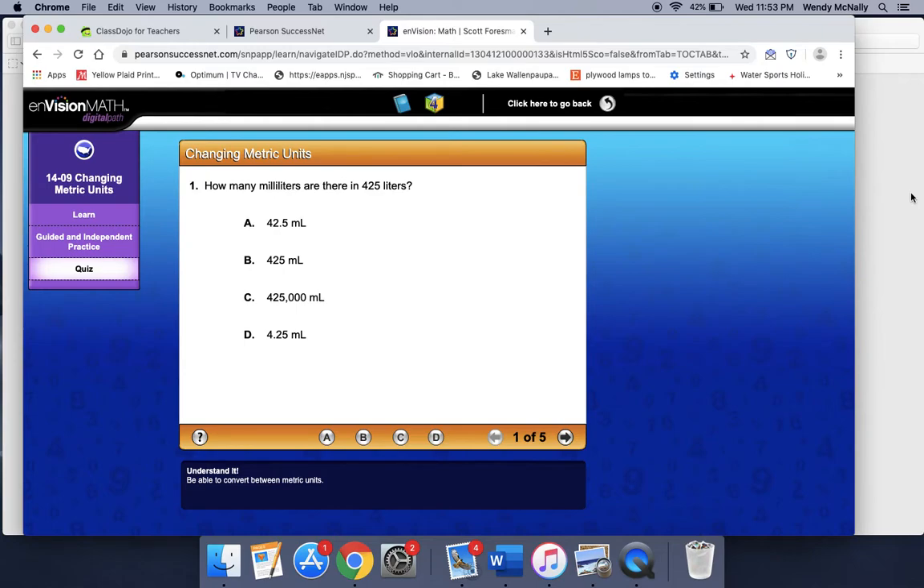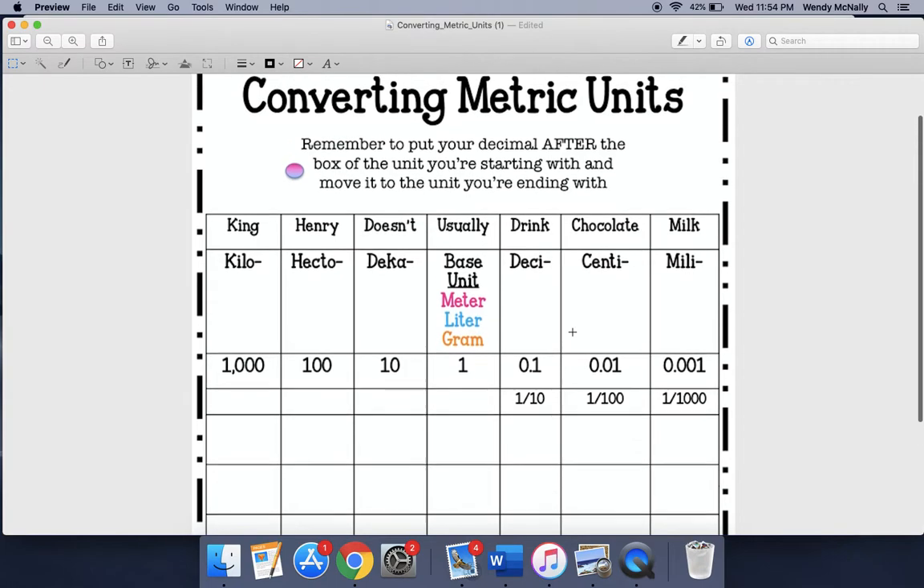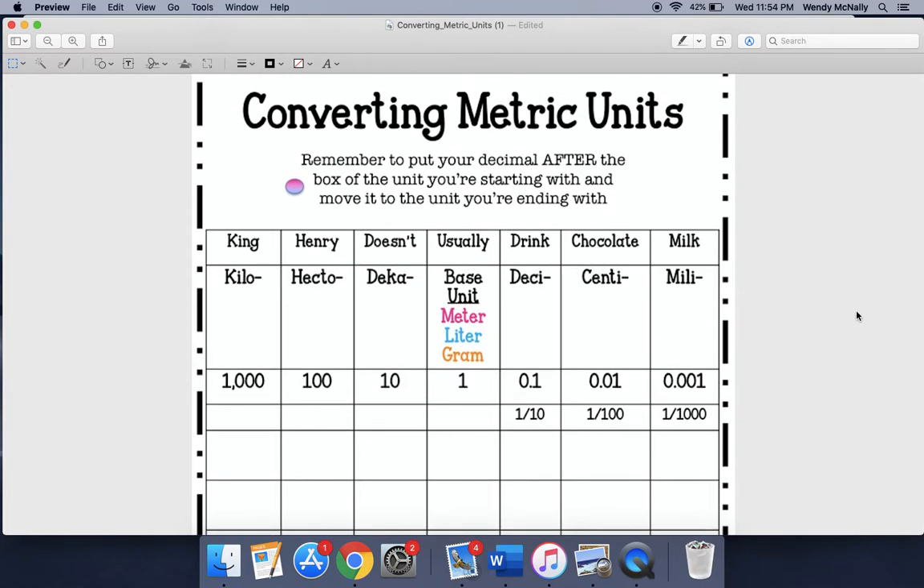All right, so I want to try a practice problem together and show you this new strategy that you can use. This question is saying, how many milliliters are there in 425 liters? So we'll keep that in our minds, and I want to show you something. This chart right here, boys and girls, is here to help you remember how to convert in different metric units. Now, again, if this is a little tough for you, or at the end of this video you say, I would prefer to do it the other way, that is also totally fine, okay? But I wanted to show you.